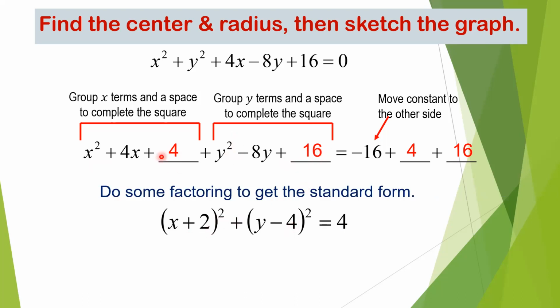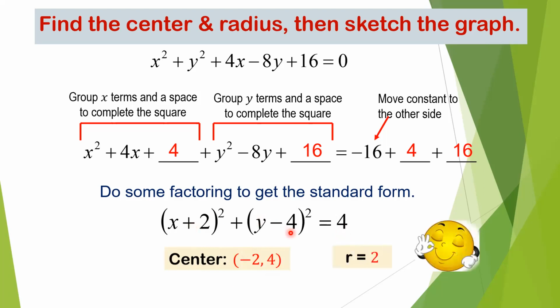Take note that for the sign of the binomial that's being squared, we follow the sign on the middle term. That's why this is positive coming from here. This one is negative coming from this sign. Okay. So we have x plus 2 quantity squared plus y minus 4 squared. The negative 16 and positive 16 will cancel out. So we just have 4 on the right side. Okay, so our center is negative 2, 4, and then the radius is equal to 2.